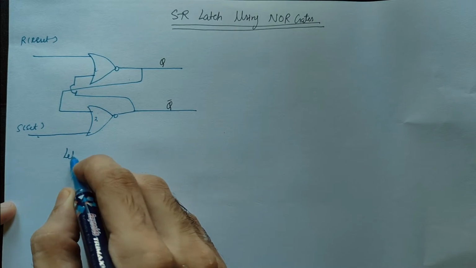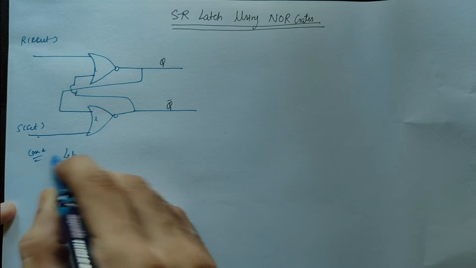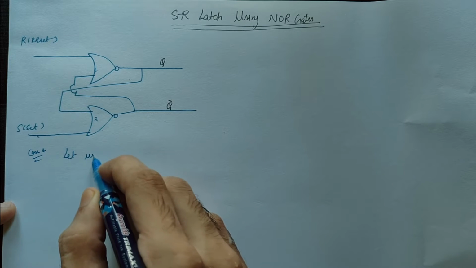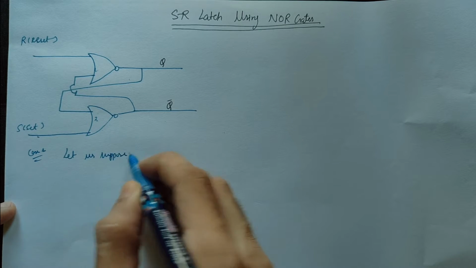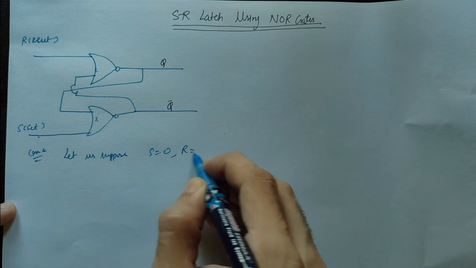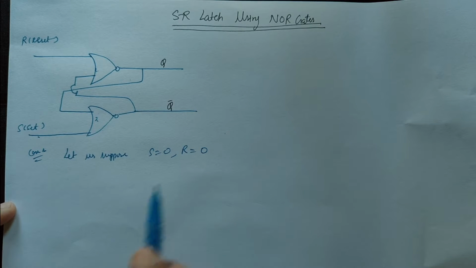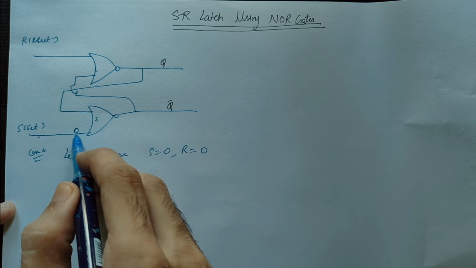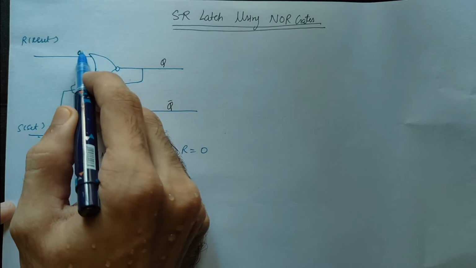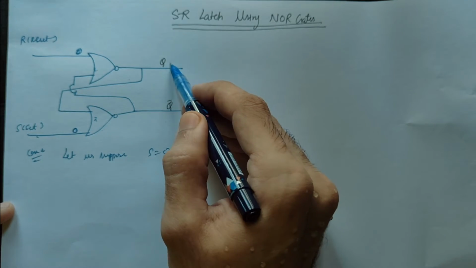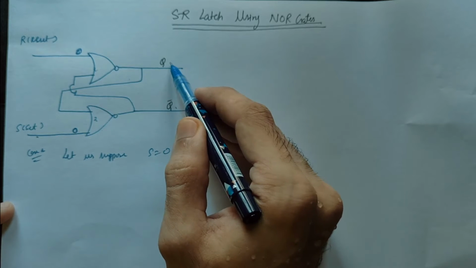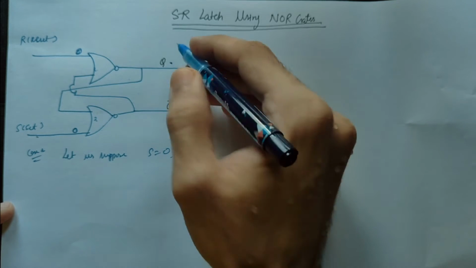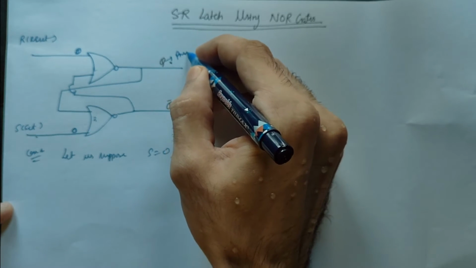Let us suppose case 1, where S is equal to 0, R is equal to 0. So what will happen? This is 0 and this is 0. This Q and Q bar, these are the initial or present states.